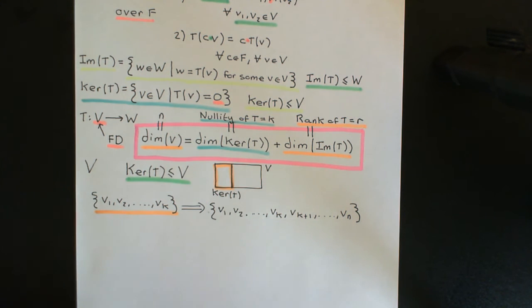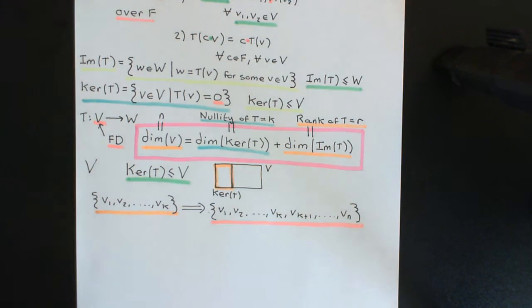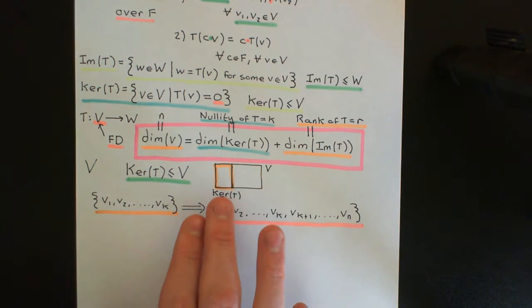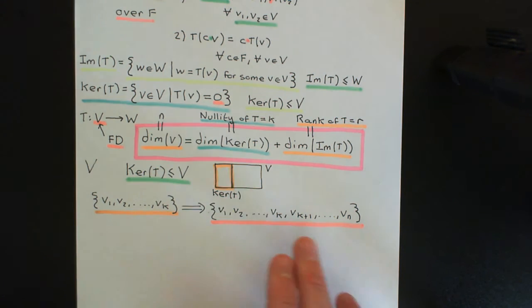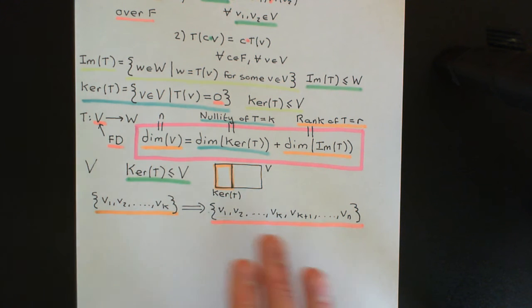Okay, so there we go. We now have our basis of the entire vector space V. All I've done so far is start off with a basis of the kernel of T and say that I can extend that to a basis of the entire vector space capital V. If you're not comfortable with why that is true, watch my videos on finite dimensional vector spaces. We go through all of this and prove that any linearly independent set can be extended to a basis.